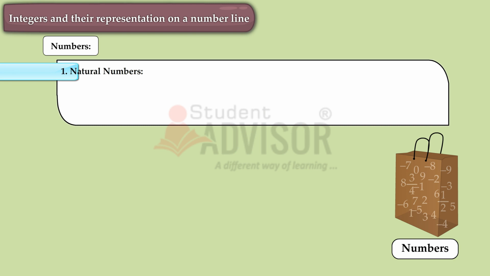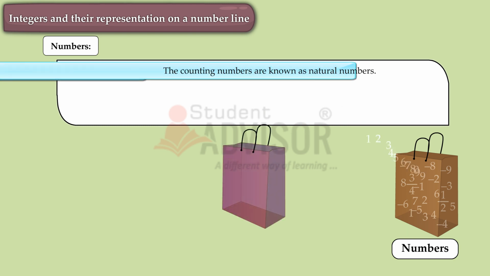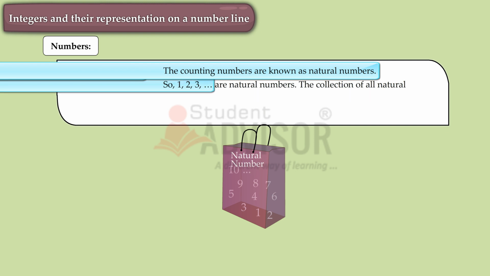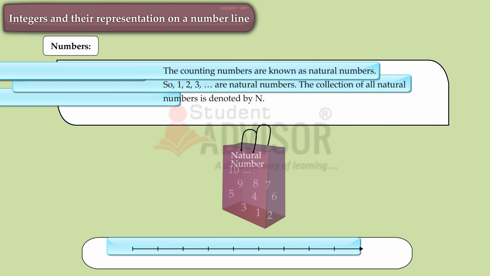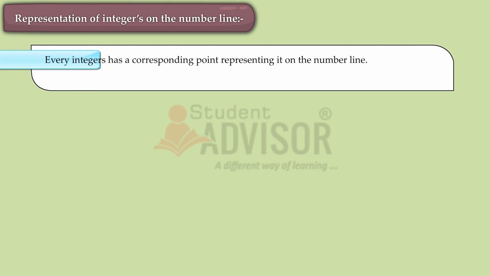Natural numbers. The counting numbers are known as natural numbers. So, 1, 2, 3, ... up to infinity are natural numbers. The collection of all natural numbers is denoted by N. Representation of integers on the number line. Every integer has a corresponding point representing it on the number line.